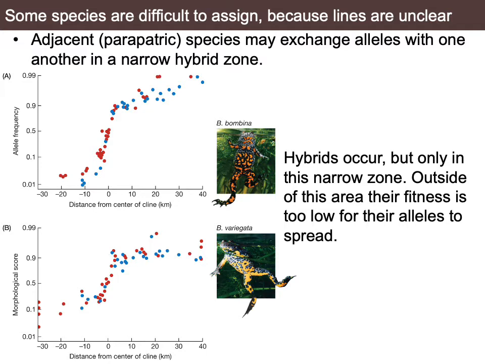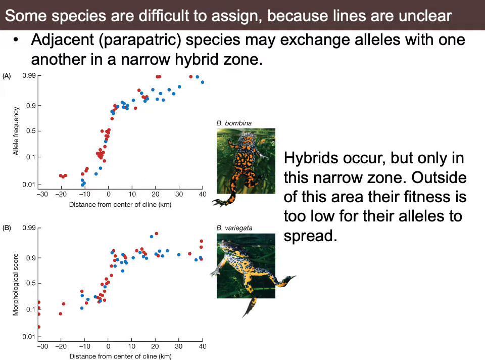Okay, so in figures A and B to the left, the allele frequency and morphological score graphs, we are looking at, on the x-axis, distance from the center of the cline. Basically, 0 on the x-axis is where the red and the yellow populations meet geographically. If you were to walk in a line to the left 30 kilometers or to the right 40 kilometers from that point where they meet, that's going either left or right on the x-axis, okay?